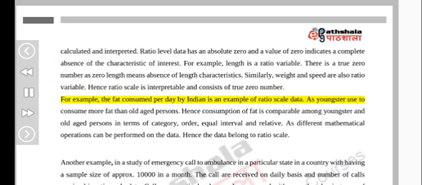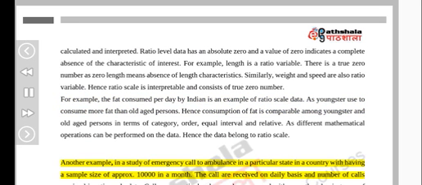For example, the fat consumed per day by Indians is an example of ratio scale data, as youngsters tend to consume more fat than old people. Hence consumption of fat is comparable among youngsters and old age persons in terms of category, order, equal interval and ratio, as different mathematical operations can be performed on the data. Hence the data belong to ratio scale.